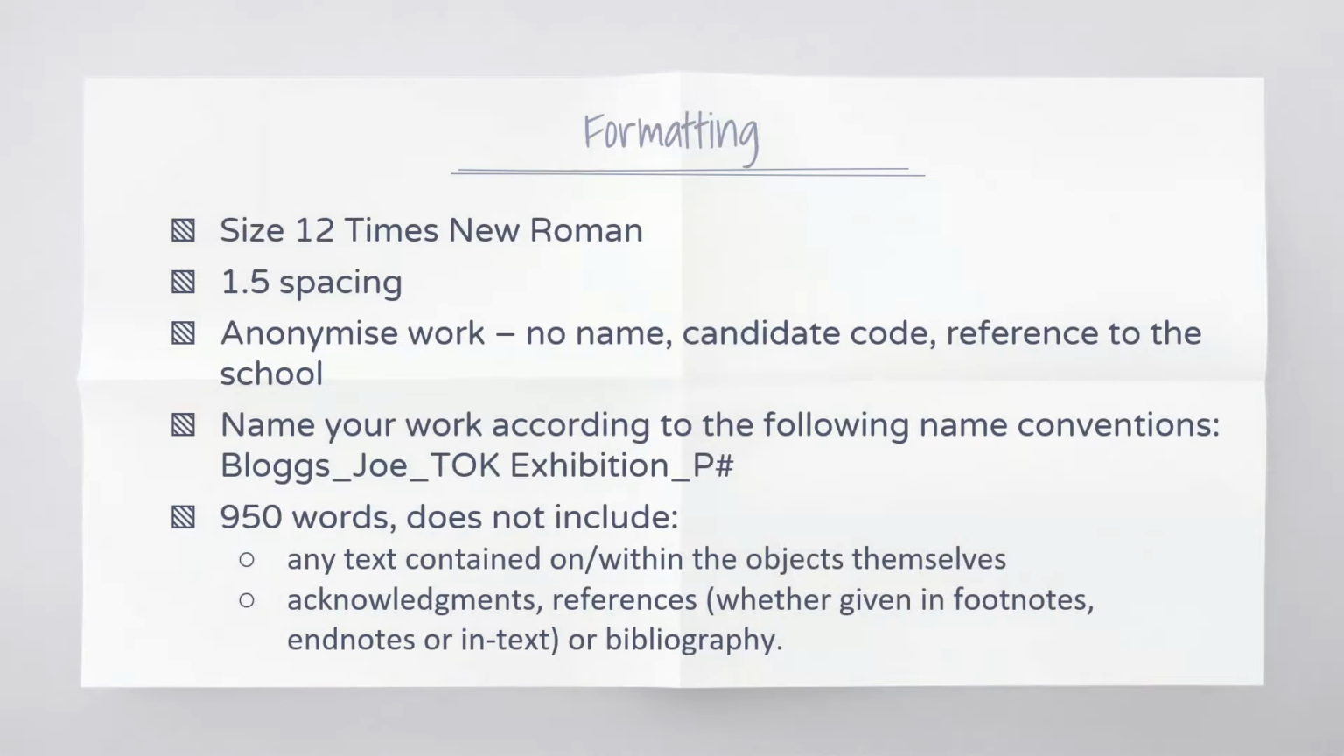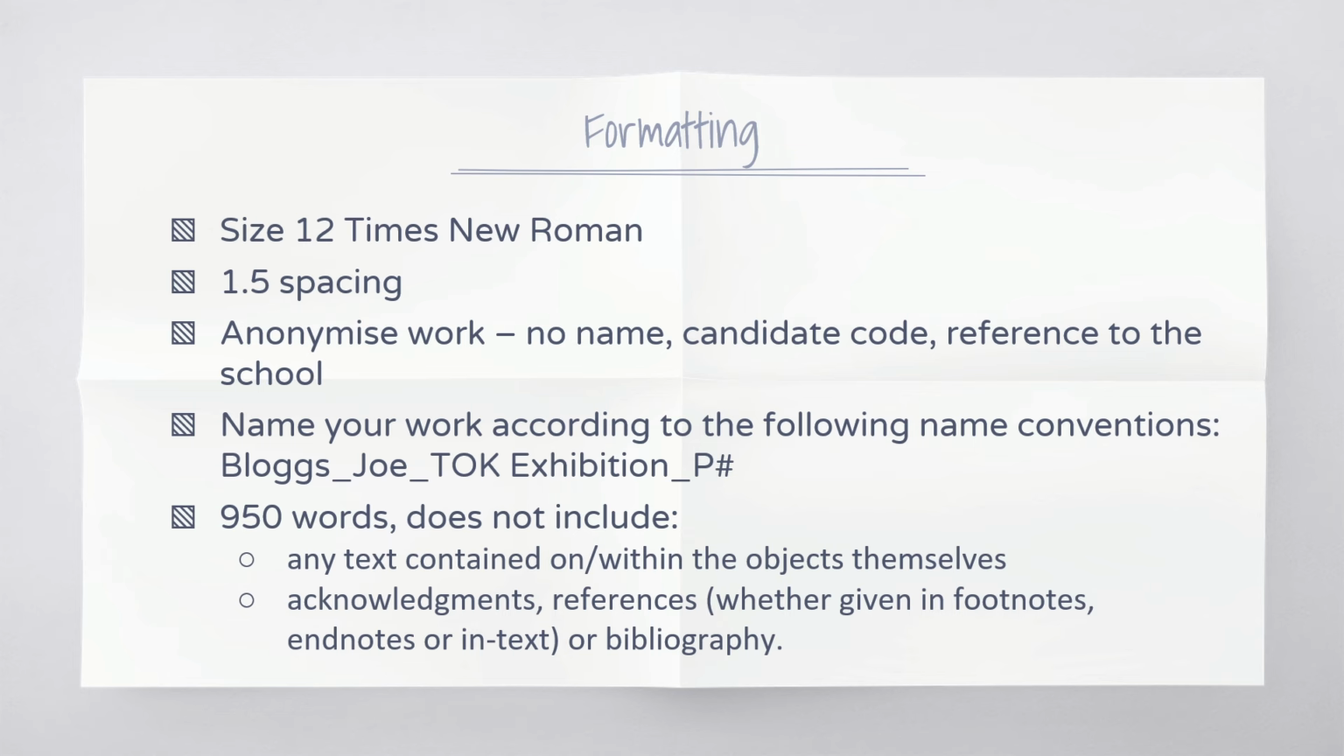Lastly, formatting. Make sure it is size 12, Times New Roman, 1.5 spacing. Make sure your work is anonymous. It's important to name it as such. And make sure that you do not go over the 950 word count. This does not include any text on or within the object. So if you are using a page, the text on that page does not count towards that. Acknowledgements, references, or a bibliography also do not count. If you have a caption for your object, that does count.